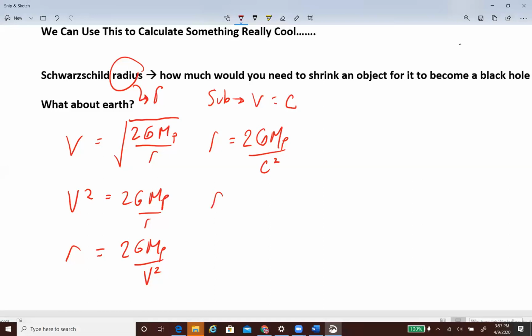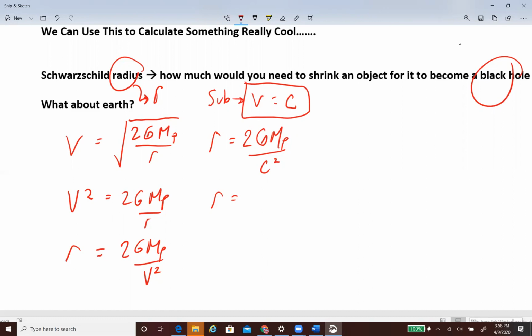Wait, I have a question again. Sorry, what does C represent? So C is the speed of light. Okay. And remember, if something's a black hole, that means not even light can escape it. A black hole does emit radiation, but if it's in a black hole, light's not coming out. So instead of using V, we can use C to represent the maximum speed possible, which is the speed of light.